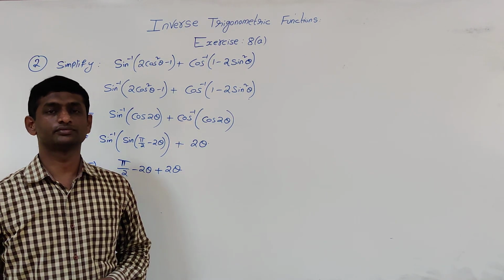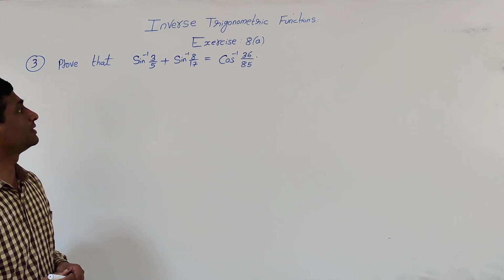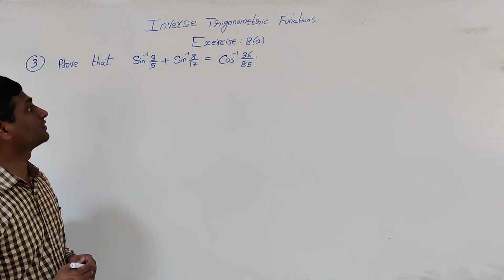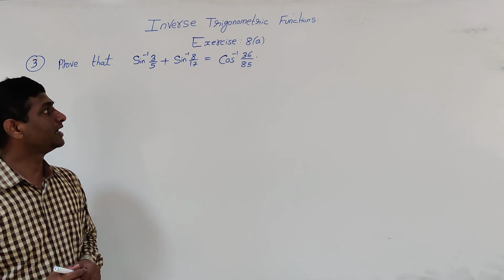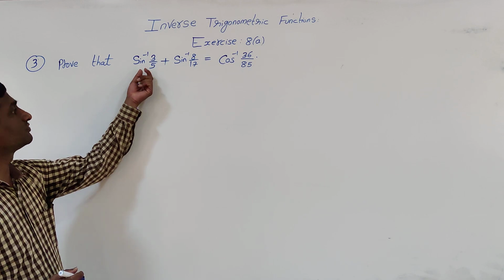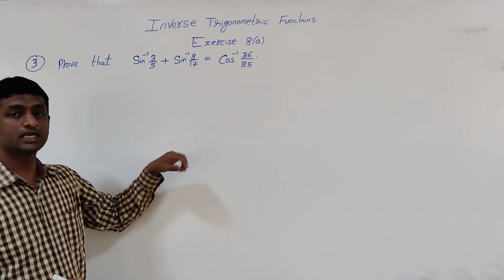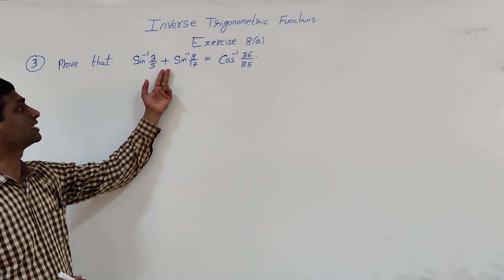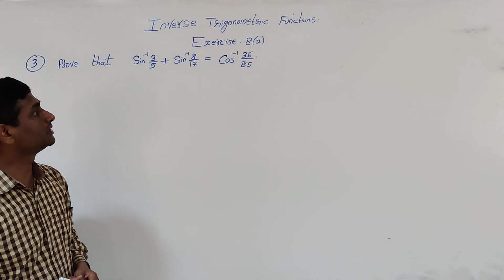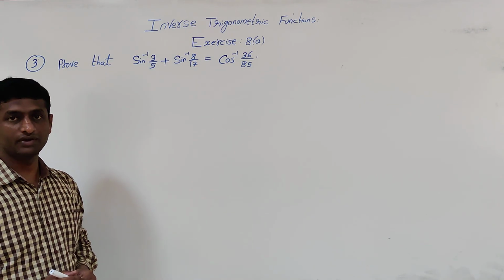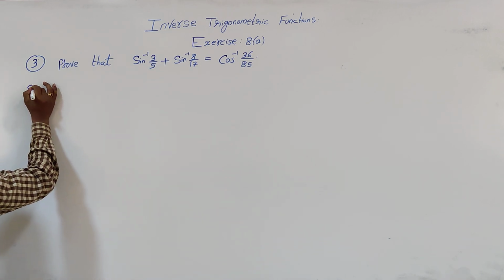Next problem. The problem is prove that sin inverse of 3 by 5 plus sin inverse of 8 by 17 is equal to cos inverse of 36 by 85. So sin inverse of 3 by 5 is an angle, sin inverse of 8 by 17 is another angle. So it is a sum of two angles, and we have to prove that it equals a third angle, that is cos inverse of 36 by 85. So we will see the solution.